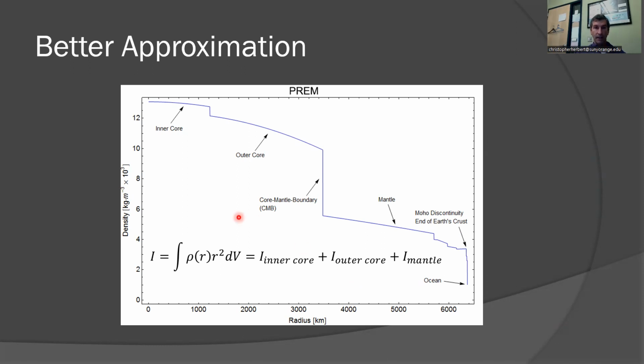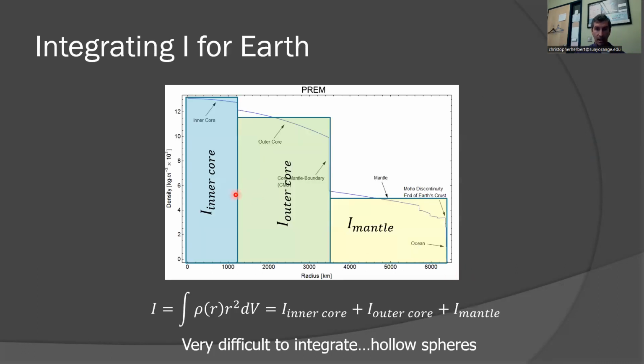Now I can do this numerically and come up with something that's pretty precise, but let me instead integrate it such that I'll do the inner core, the outer core, the mantle. I'm going to ignore the crust. It's just too thin to really contribute very much to this. And I can do this type of integration. I can actually simplify this. This is not that bad. We have an inner core, then we have a hollow sphere, which is our outer core. Then we have another sphere, which is our mantle. We can do this. It's just very difficult to integrate. It's not. It really isn't.